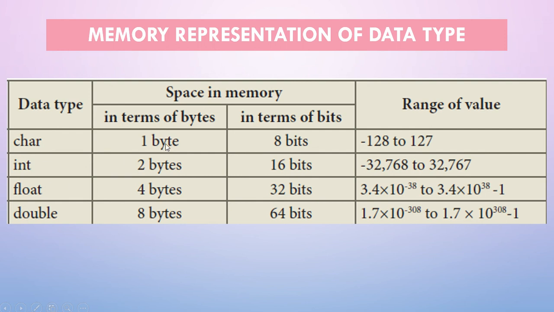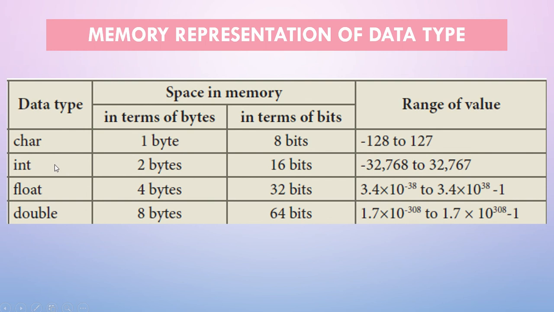So for character, how many bytes? 1 byte, here 8 bits. This is the range value. So these are all very very important marks. Based on this you will get 1 mark questions also. For integer it is 2 bytes, 16 bits. The range is minus 32,768 to 32,767. So for float 4 bytes, double 8 bytes.